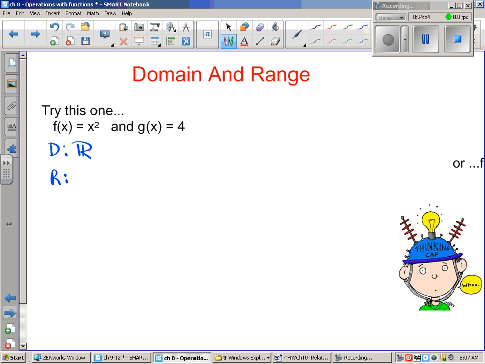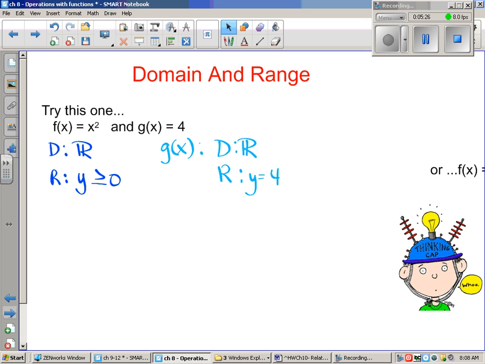So what then would be the range? y would have to be greater than or equal to 0, similar to the absolute value for the same basic reason. Obviously not with absolute value being the distance from 0, but x squared, when we square something, it makes it automatically positive. All right, let's do the next one, g of x. We just did this basically in the other one, so I'm not going to fuss too much about it, but same idea, g of x, our domain is reals, and our range is y equals 4. We'll leave it at that. Okay, so let's try this one.